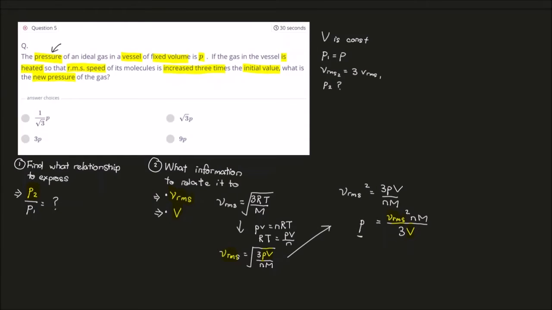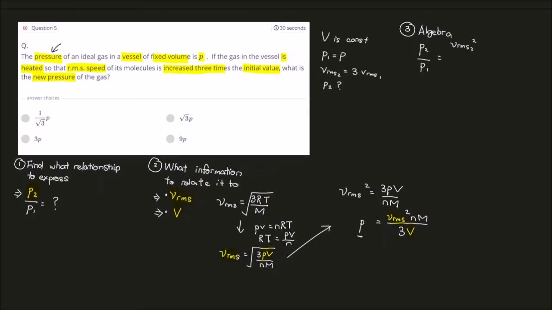Okay, I get it right or wrong. Okay, so number 3 is you can start to do your algebra. Then basically you manipulate the equation. So how do you do? P2 over P1.